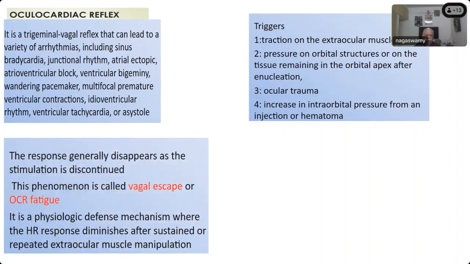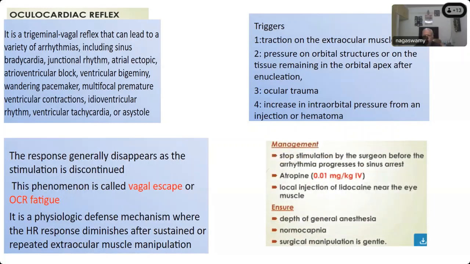And the response generally disappears as the stimulation is discontinued. This is called vagal escape or OCR fatigue. So repeated stimulations may cause the vagus to become fatigued and it will disappear slowly. So if it becomes very severe and the heart rate goes to less than 40 and doesn't improve, then stop stimulation, give atropine 0.1 milligram or 10 microgram per kg IV.